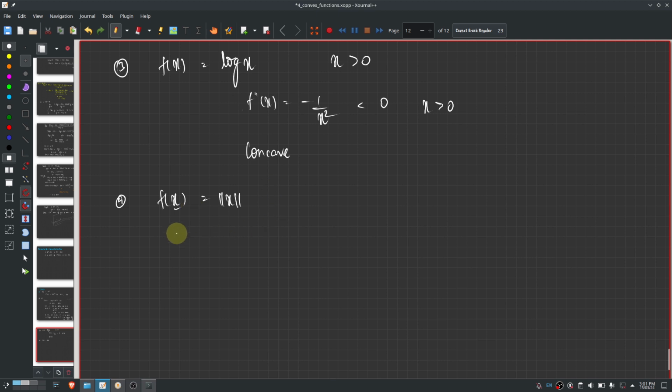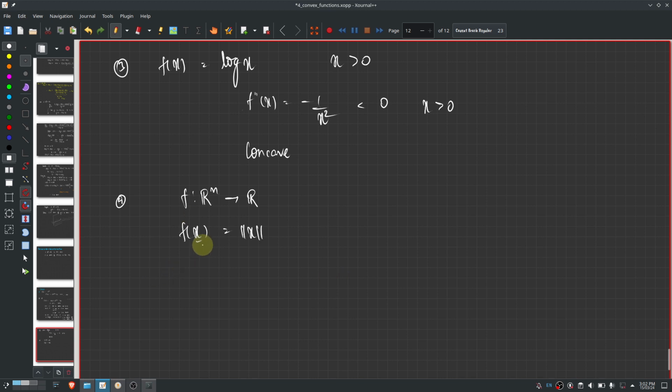Correct. So this is a function defined on R to the n, or in general it can be over any vector space. And this can be any norm, doesn't necessarily have to be the 2 norm. What can you say about this function? It's convex.